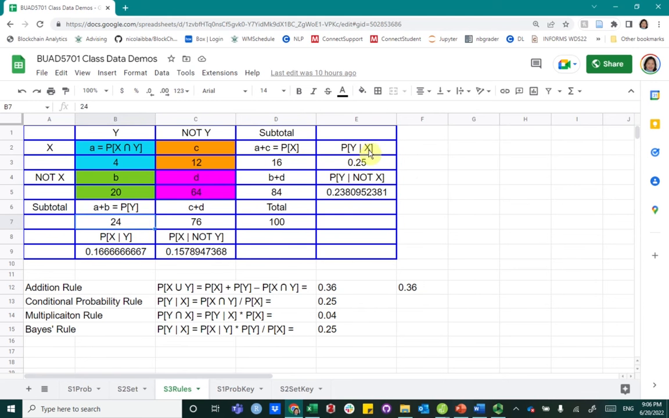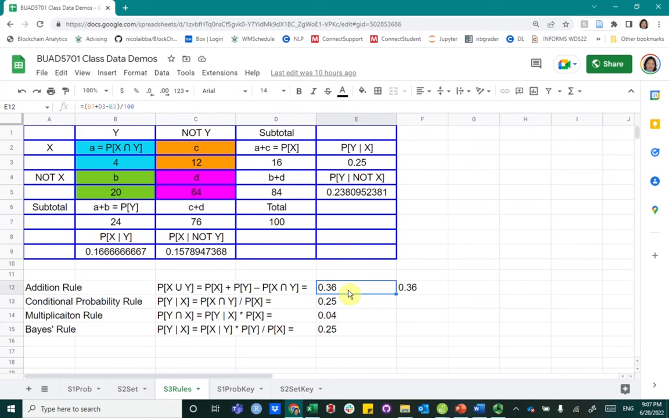And then you will see the probability of Y given X is over here. So how do we calculate that? Well, when X is the condition, then we're looking at X as the new sample space. And then we'll calculate how much of the Y and X intersection is out of that total. So it's 4 divided by 16, or 0.25. So this is calculated using the conditional probability rule. You can actually take 4 and then divide it by P of X over here.